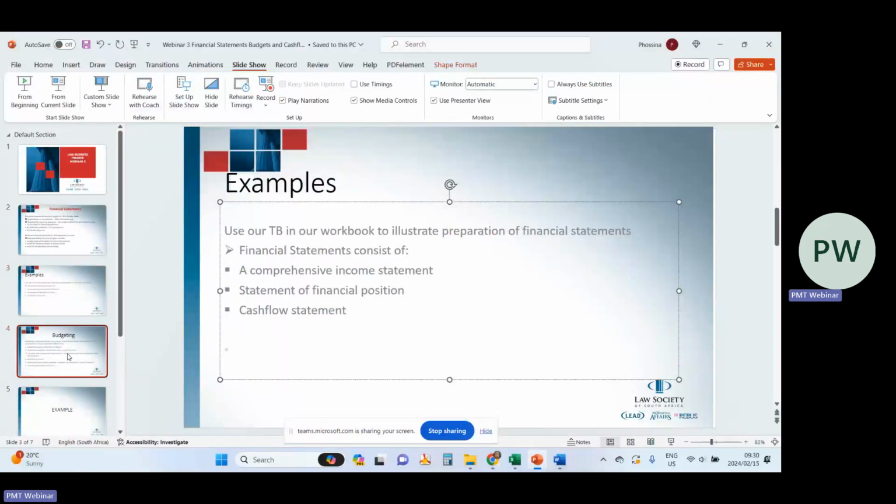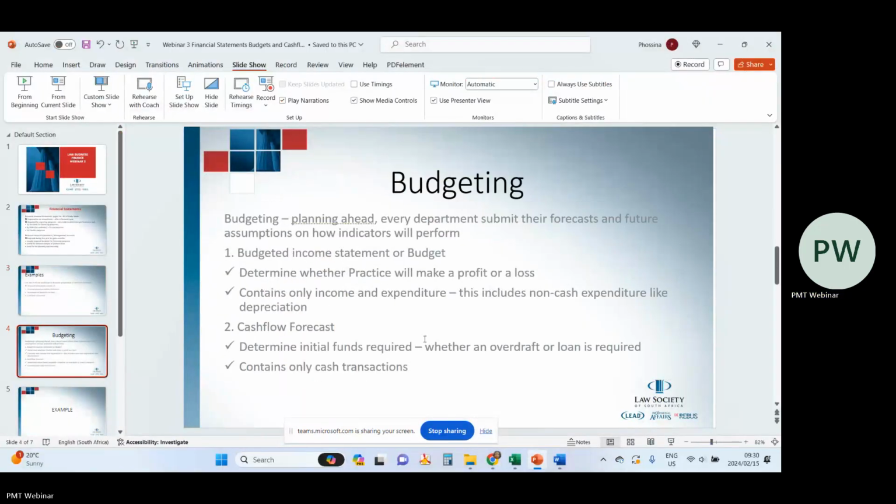Okay, our next topic is budgeting. We are going to look at budgeting. Budgeting is very crucial for the operation of any business. We are looking into the future. We are planning ahead. We want to make sure that when we are working, we are focused, so we work looking at figures that we anticipate to achieve. And how do we do that? We do that through budgeting.